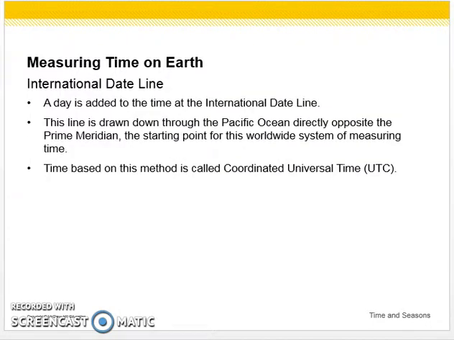A day is added to the time at the international date line. This line is drawn down through the Pacific Ocean directly opposite the prime meridian, the starting point for this worldwide system of measuring time. Time based on this method is called Coordinated Universal Time.